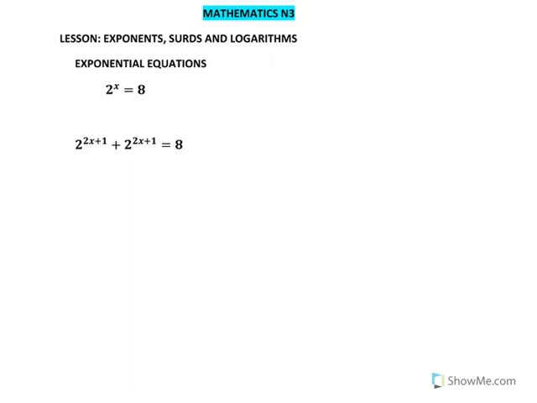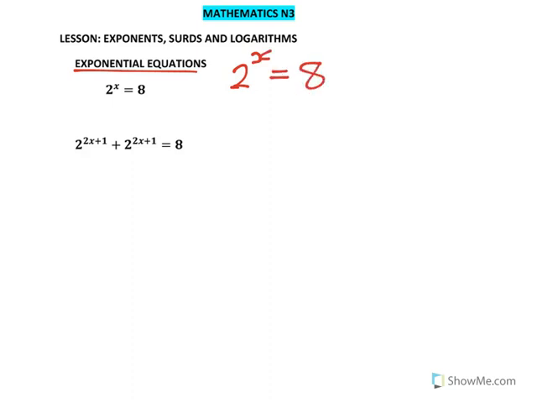Now let us look at the first question on solving exponential equations. When you are dealing with exponential equations, you are still using partly the laws of exponents, but now there are some new laws that you are going to incorporate. They are not taken as laws, however, you need to know how to solve these. For example, you are given 2 exponent x is equal to 8.